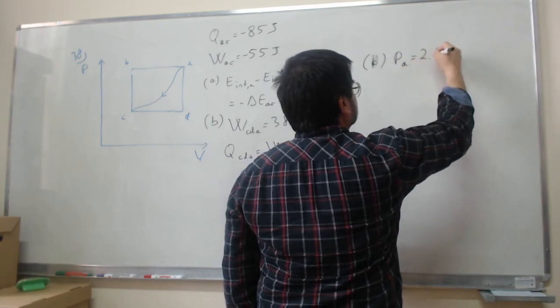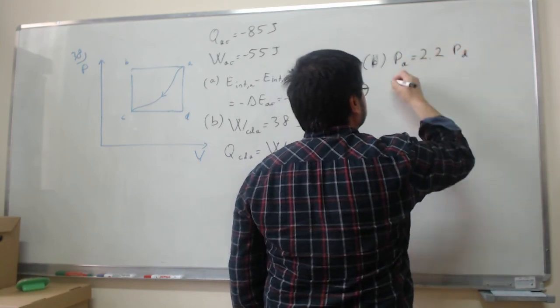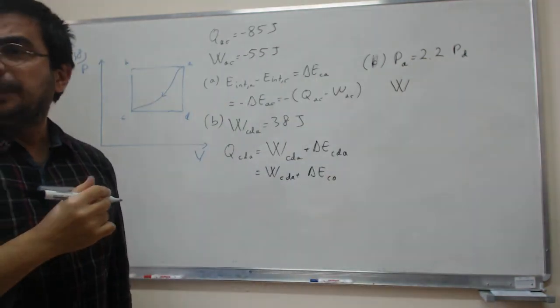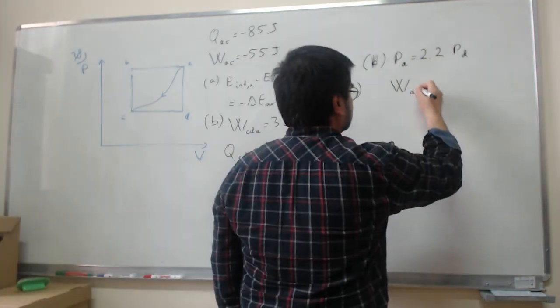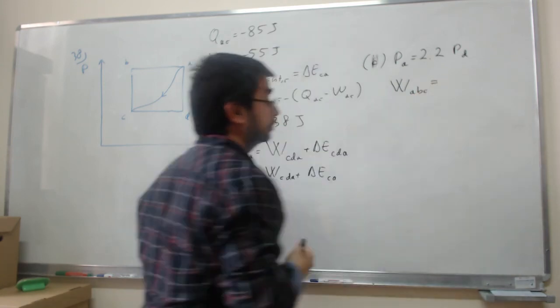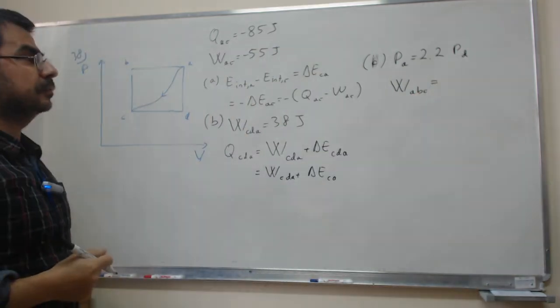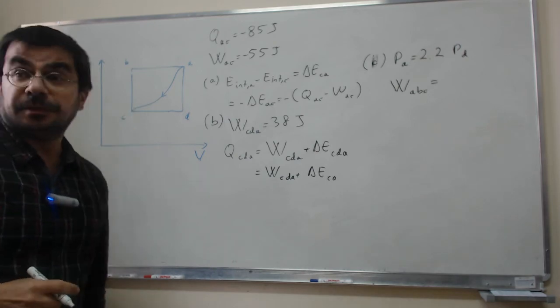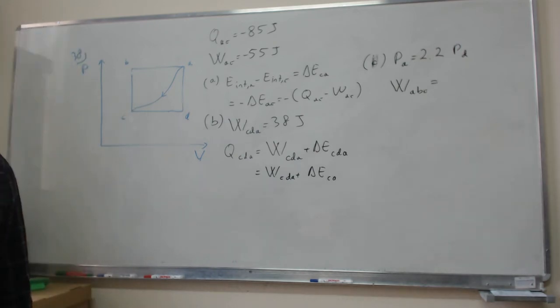PA is 2.2 PD. What's the work done by the gas in the process ABC? Again, you need to look up the definition, whether this is positive when work is done by the gas or work is done on the gas. I think in this case it's negative, right? But I'm just going to calculate this ABC, and it's up to you to figure out whether this is the work done on the gas or negative of it, done by the gas or just negative of this.